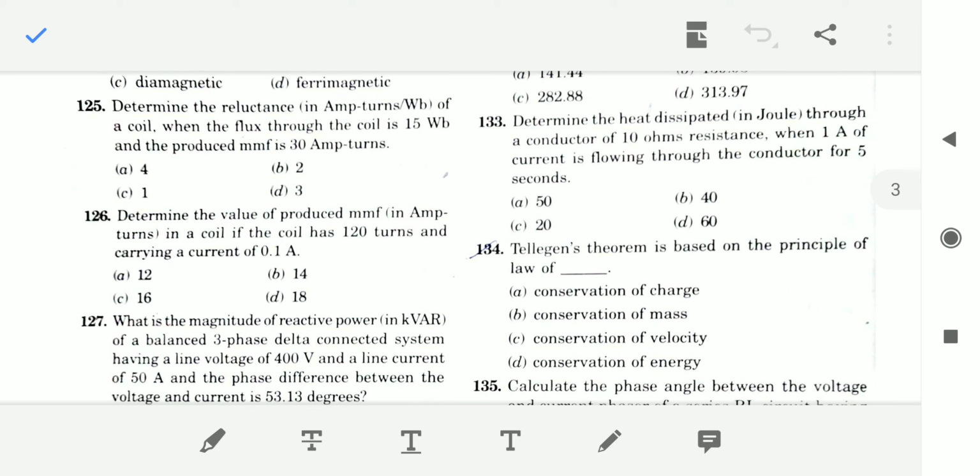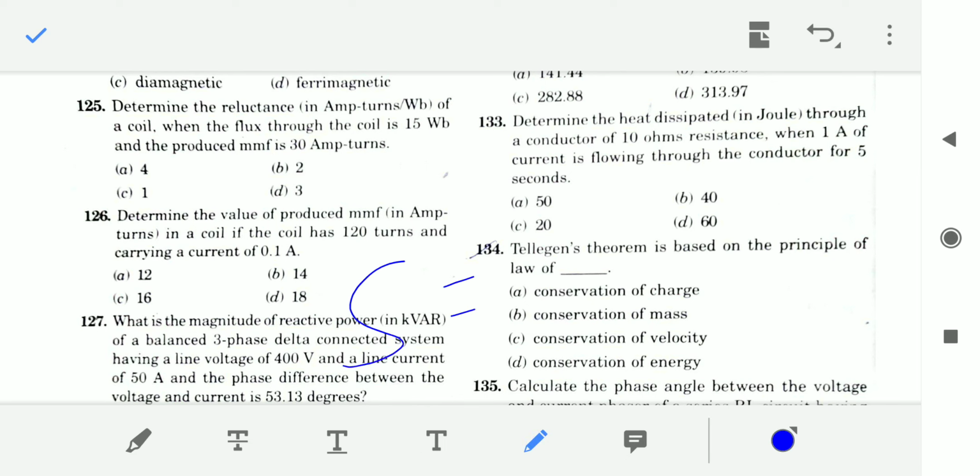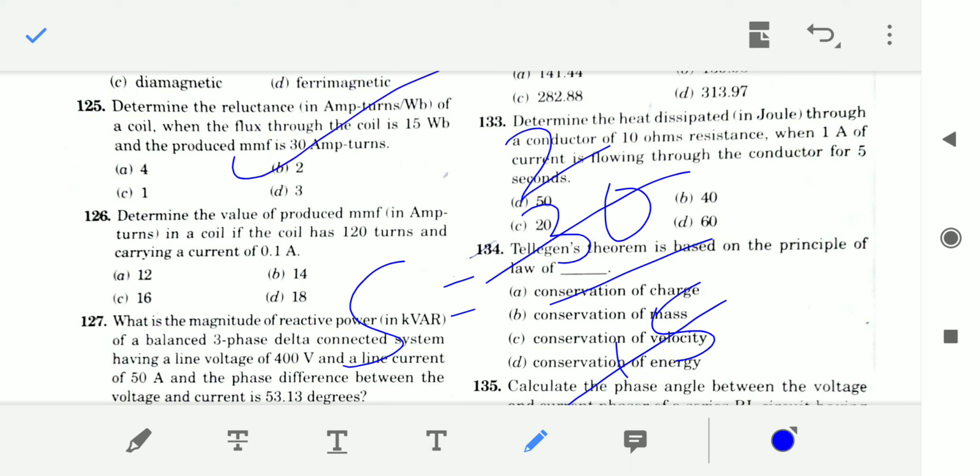And question number 125, determine the reluctance, that is the S value, in ampere turns per Weber of the coil when the flux through the coil is 15 Webers. We know it is equal to mmf by flux. Flux is given as 15 Webers, and mmf is given as 30 ampere turns. 15 twos are 30, so answer will be option B.